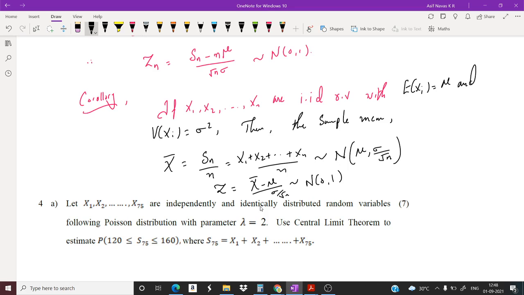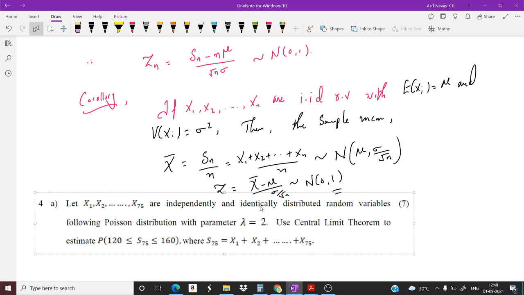So X bar follows normal mu, sigma by root n, and Sn follows normal n mu, n sigma square.